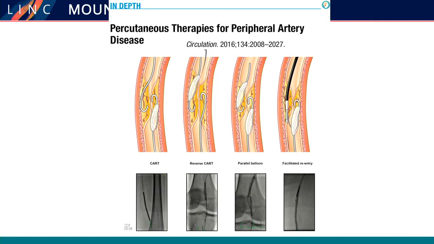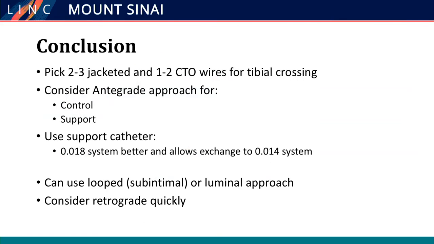These are some examples. I think that the most important thing is that you don't want to spend an hour and a half to cross the lesion and not be able to make the wires meet. And this is what Andre is doing in this case, knowing the CART, reverse CART, the parallel balloon, and the facilitated reentry. Knowing these techniques is extremely important because you don't want to get to the point where Andre is and then be stuck.